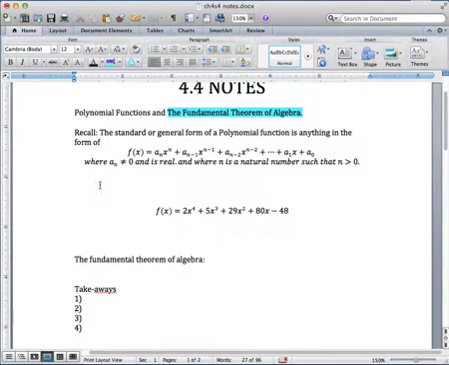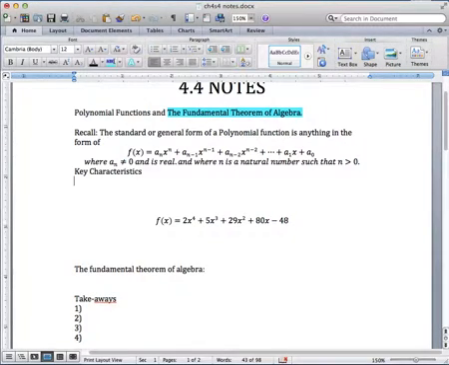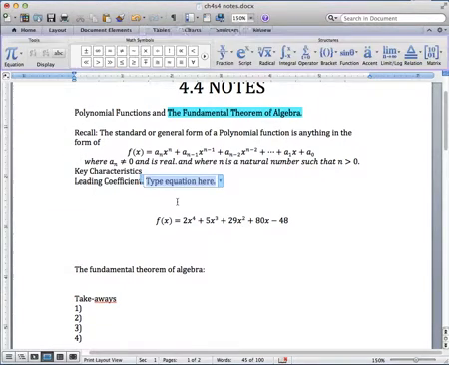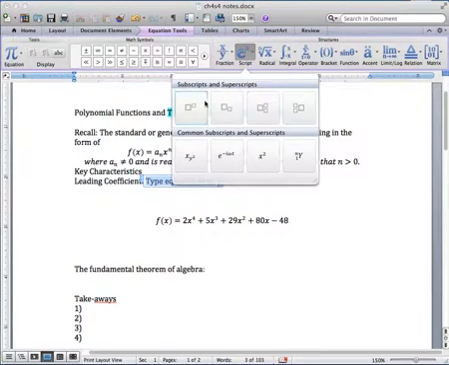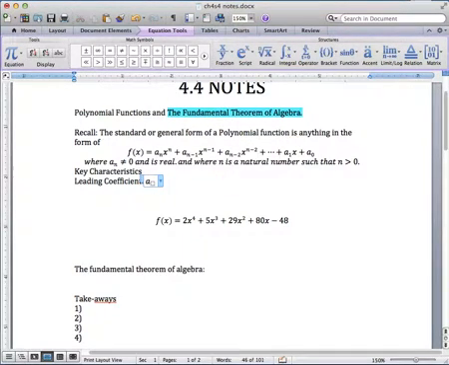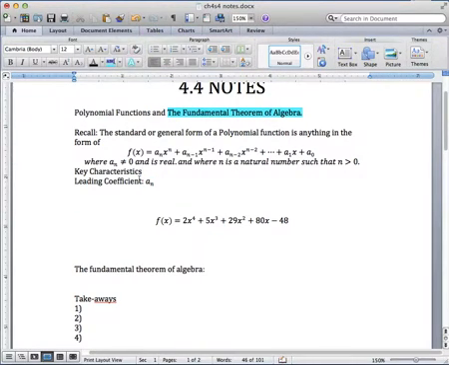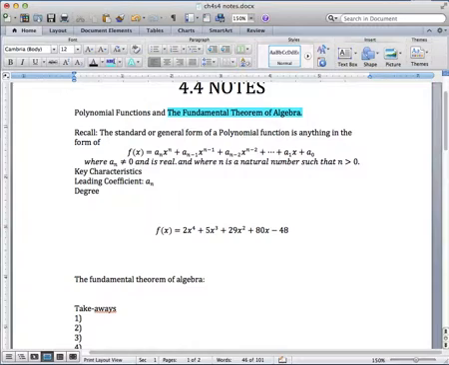All right, so what did we get out of that? We have our key characteristics that we can see just in that form. What we get is the leading coefficient, and that is our a sub n, the number in front of the variable with the highest exponent. And the variable with the highest exponent tells us the degree, which is simply the highest exponent. It's just n.